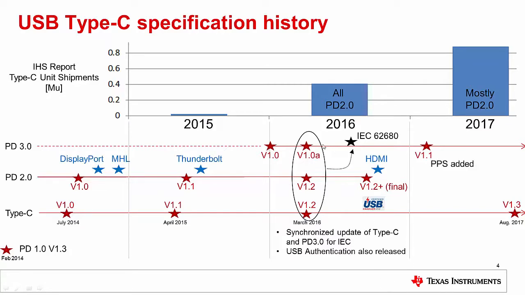And as I mentioned, PD 3.0 is continuing to add new features. One of the latest new features that's added is a programmable power supply, or PPS as it's known, which was added in version 1.1 in 2017.